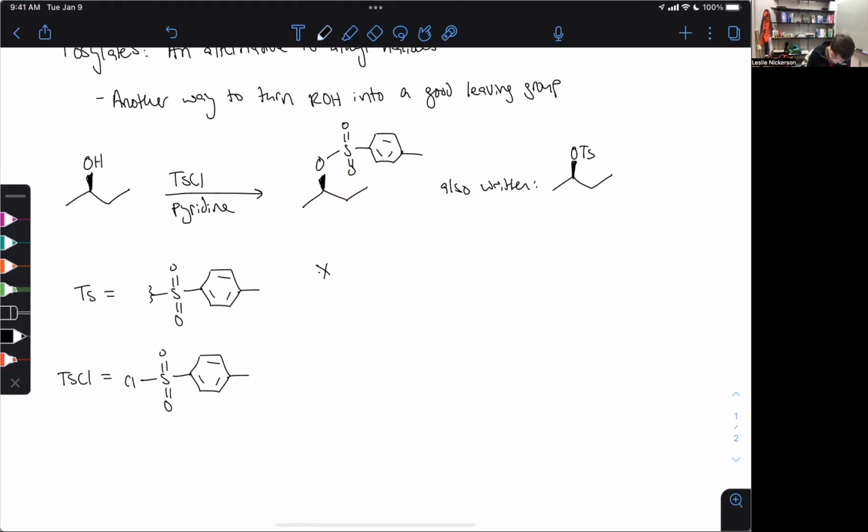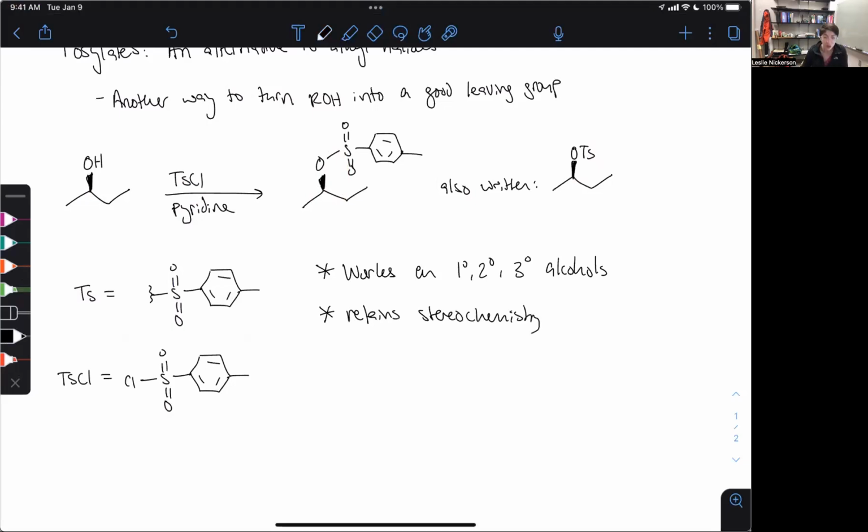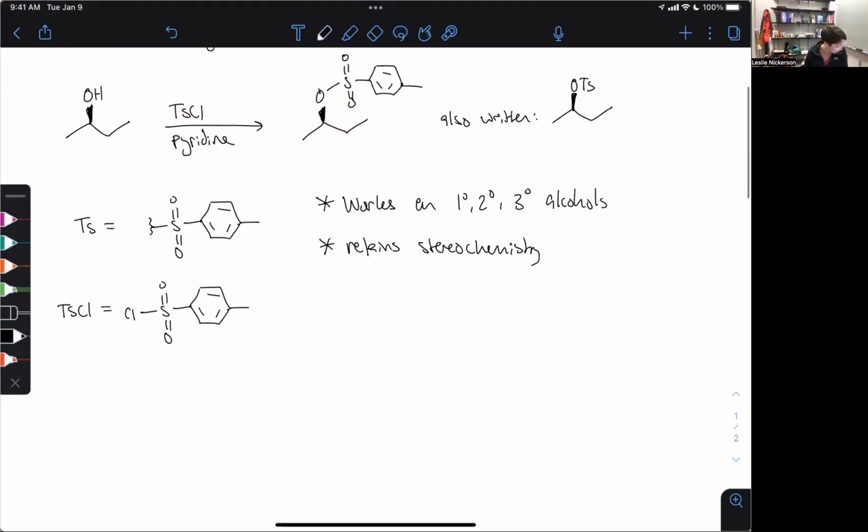Okay, so we want to keep a couple things in mind here. So this reaction is going to work on primary, secondary, or tertiary alcohols. Okay, so unlike some of the others, thionyl chloride and phosphorus tribromide, where we're limited in what kind of alcohols we can use, any type of alcohol works for this reaction, and it's going to retain the stereochemistry. Okay, so let's go ahead and take a look at the mechanism so we can see why we're getting retention of that stereochem.